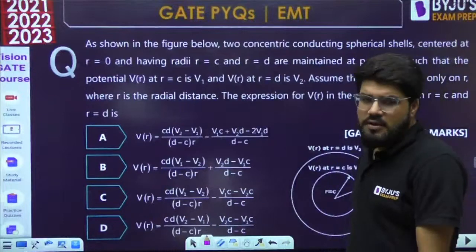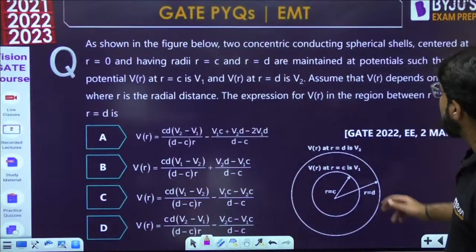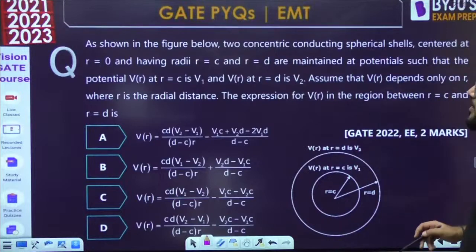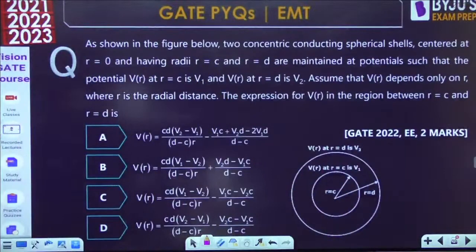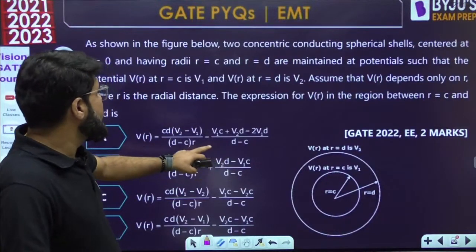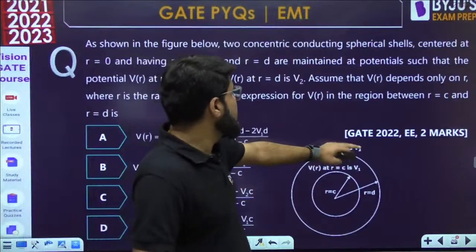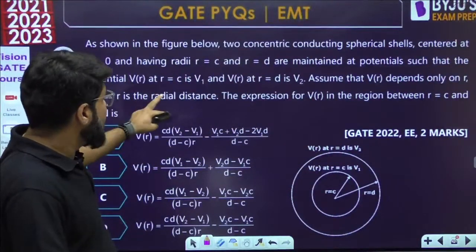Come to this one. As shown in the figure below, two concentric conducting spherical shells centered at r equal to 0 and having the radii r equal to c and r equal to d are maintained at potentials such that the potential at r equal to c is V1 and the potential at r equal to d is V2. Assume that V(r) depends only on r, where r is the radial distance.